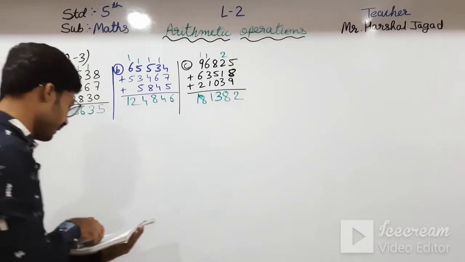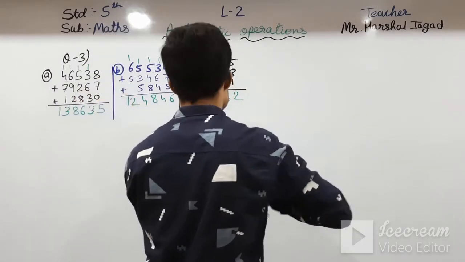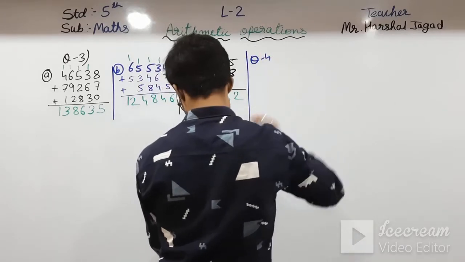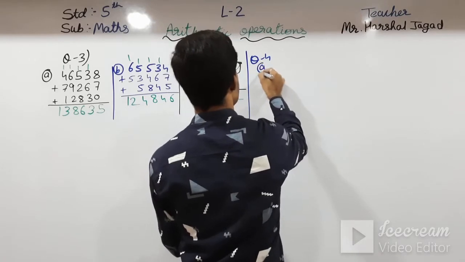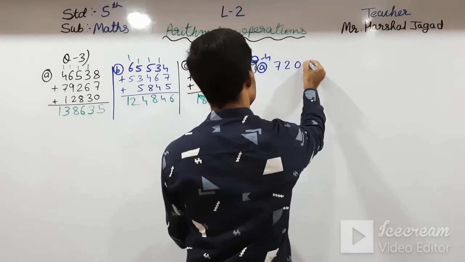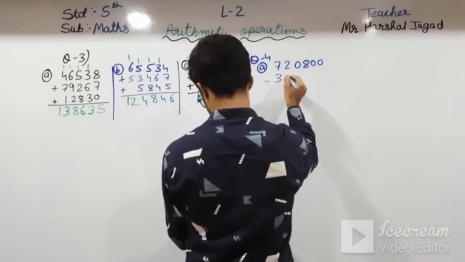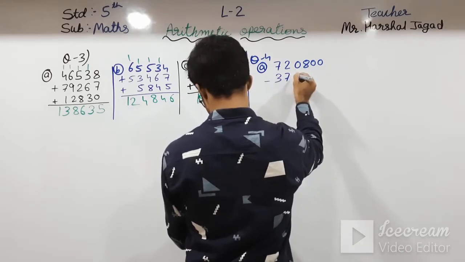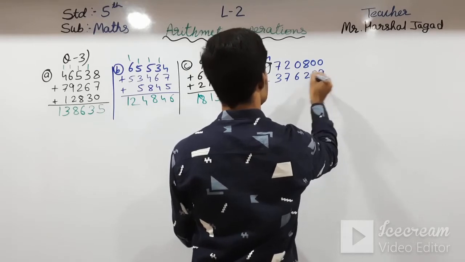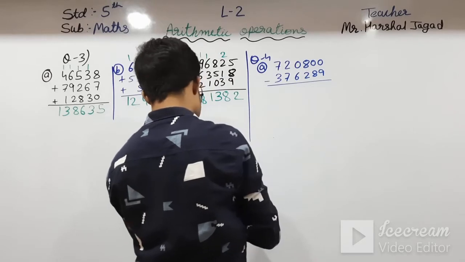Next, question 4, I am writing here only, so you can just copy it if you have remaining. Here question 4, that is subtraction, question 4a, 720800 minus 376289. Okay students, so how we will do minus?